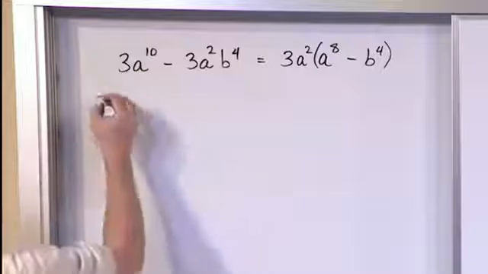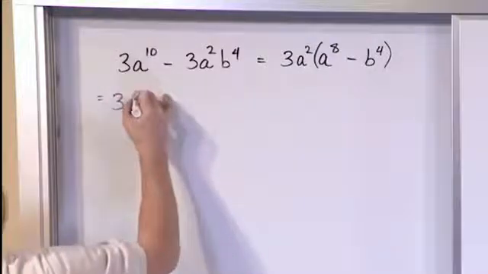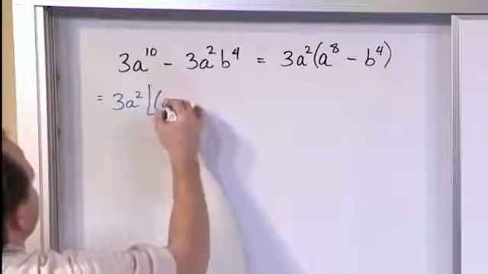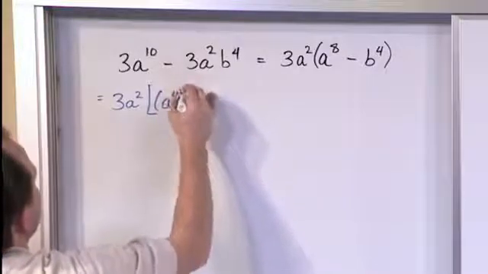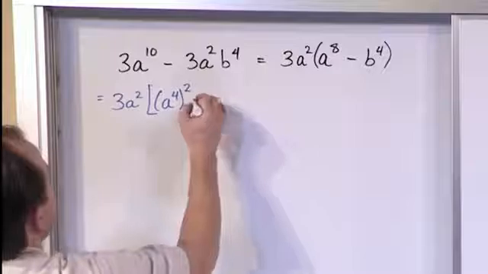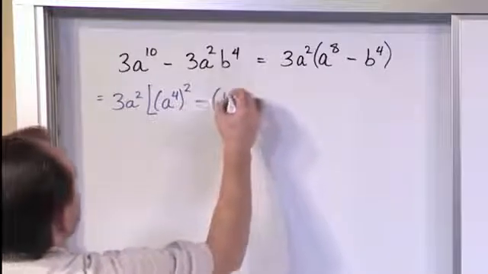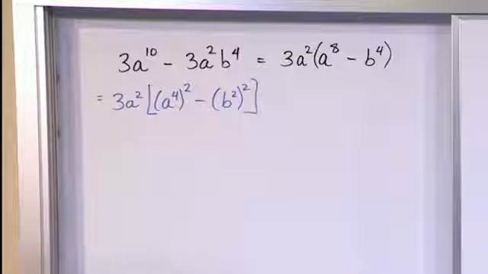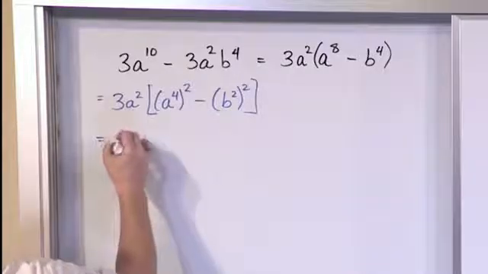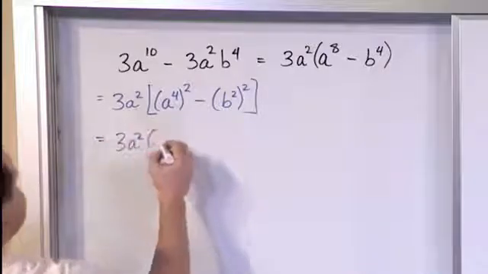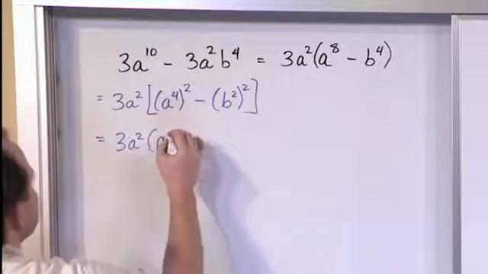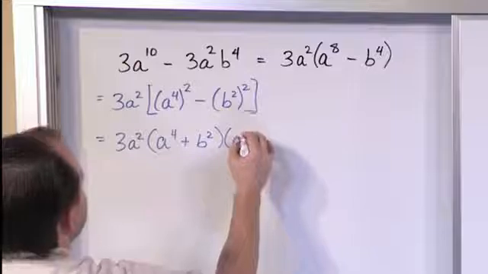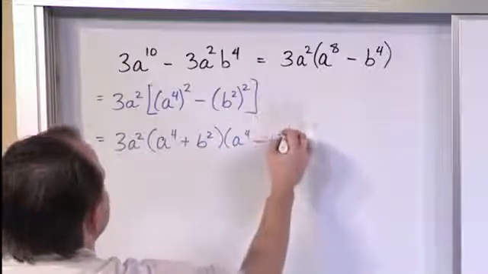So let's rewrite it. 3a squared, and on the inside here, let's write a to the 8th as (a to the 4th power) squared, because 2 times 4 is 8. And then we'll have (b squared) squared. So we're just writing them as square terms. And once we have this, we can just say 3a squared times (a to the 4th plus b squared)(a to the 4th minus b squared).